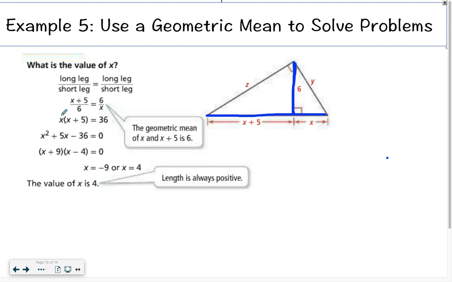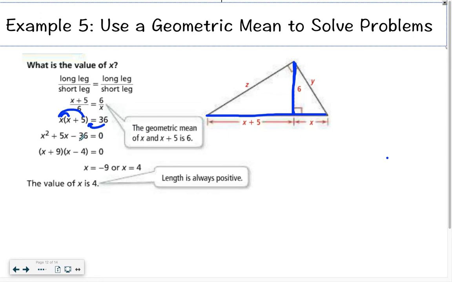This is where things really get back into the land of algebra, because then if I cross multiply, I have x times x plus 5, and if I distribute that, I have x squared plus 5x, and then I can subtract that 36 over. So I have x squared plus 5x minus 36 equals 0.